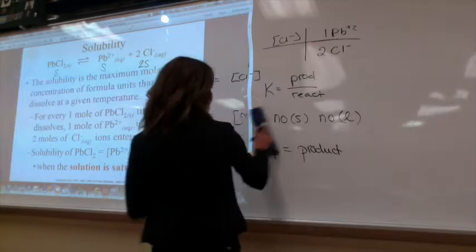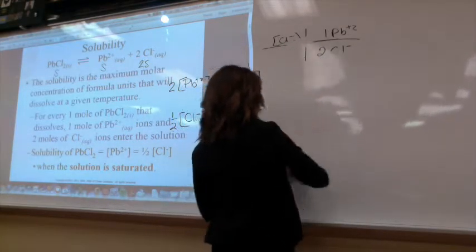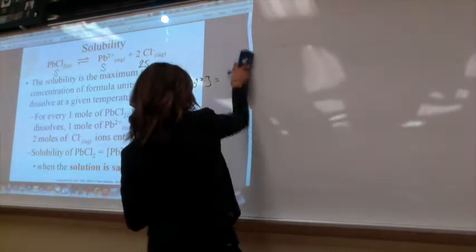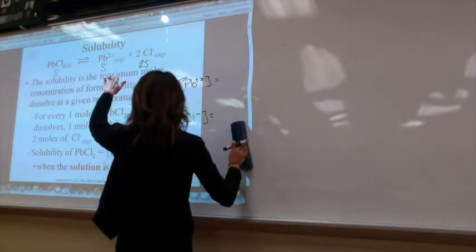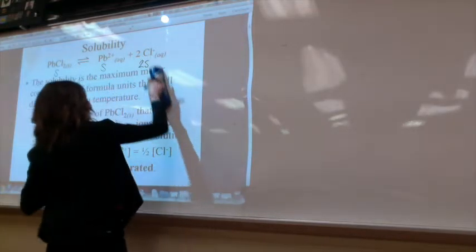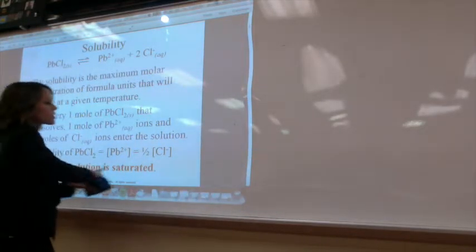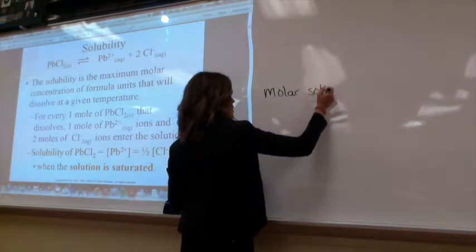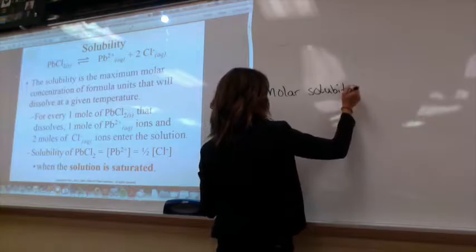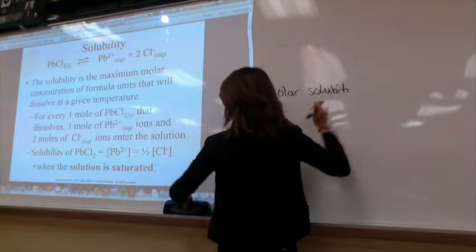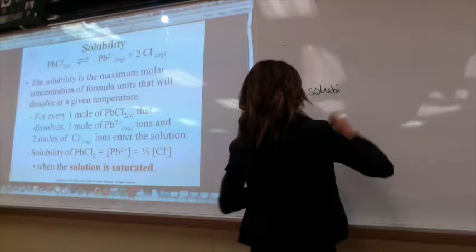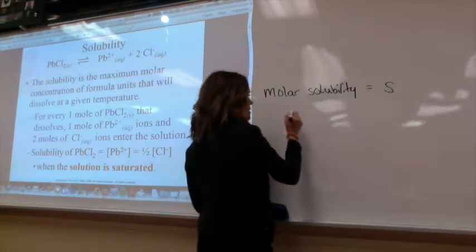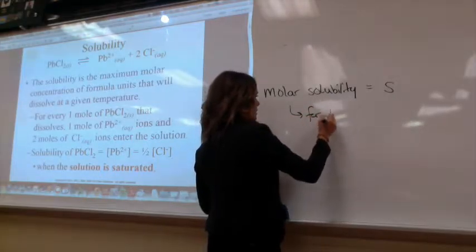I'm going to write this down because this is super important. When you are asked to find concentration of ions, it will almost always say, find the concentration of the lead ion and the chloride ion, and then find the molar solubility. Molar solubility is simply how much of the solid would dissolve. Molar solubility is going to be S, and this is for the solid.